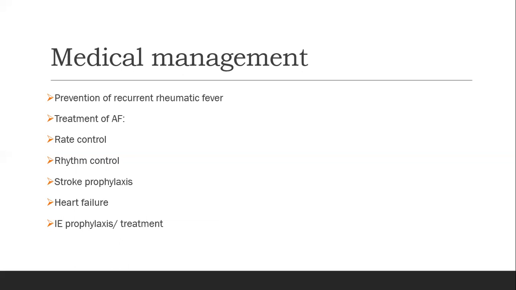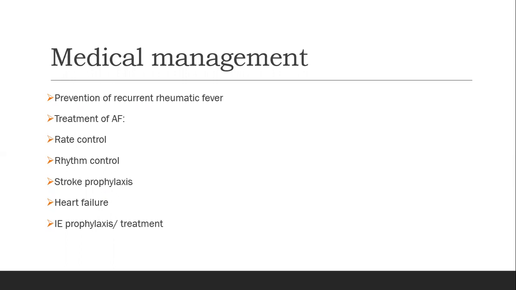Now I told you atrial fibrillation invariably occurs. The treatment of atrial fibrillation occurs in 3 steps: rate control, rhythm control, and stroke prophylaxis. Rate control, remember 2 drugs: beta blockers, calcium channel blockers. Only 4 antiarrhythmic drugs you have to remember: A, B, C, D. A for adenosine, B for beta blockers, C for calcium channel blockers, D for digoxin. A has no role in atrial fibrillation. Okay, so adenosine has no role in atrial fibrillation.